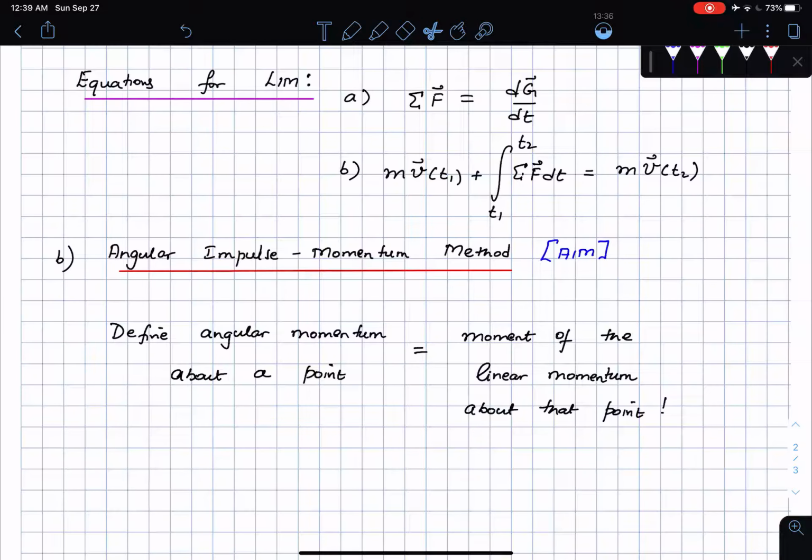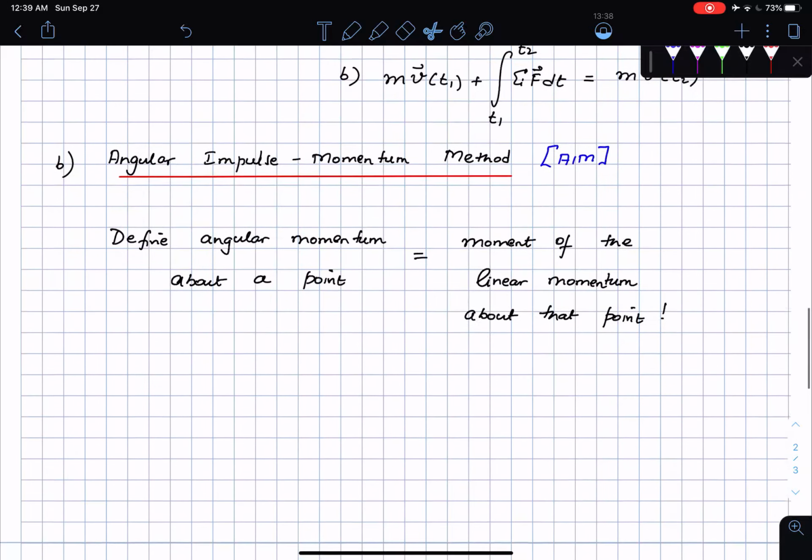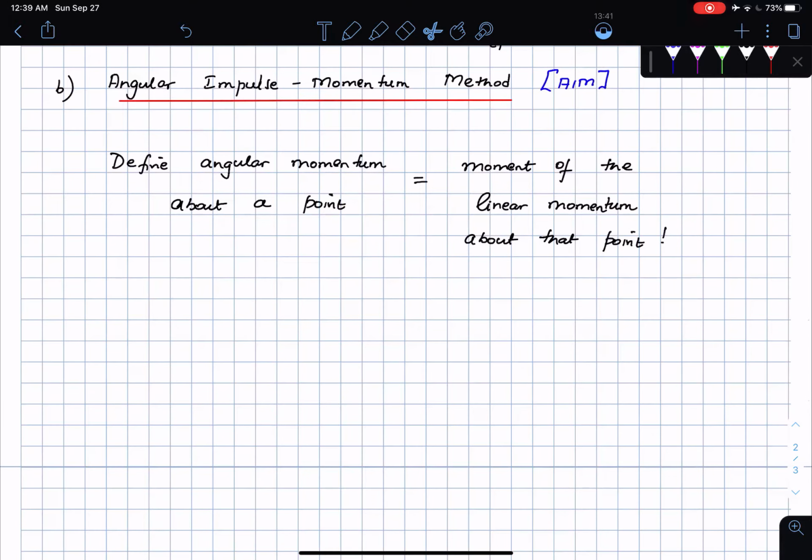Okay, so what is the basic idea here? Let's say I have a particle that is traveling along a certain path. First of all, let me set up some kind of a coordinate system here, and let me call this the origin O. This is with respect to a stationary observer. Let's say the particle is traveling along some path, going from here to there, and it is sitting at some point here at some point in time.